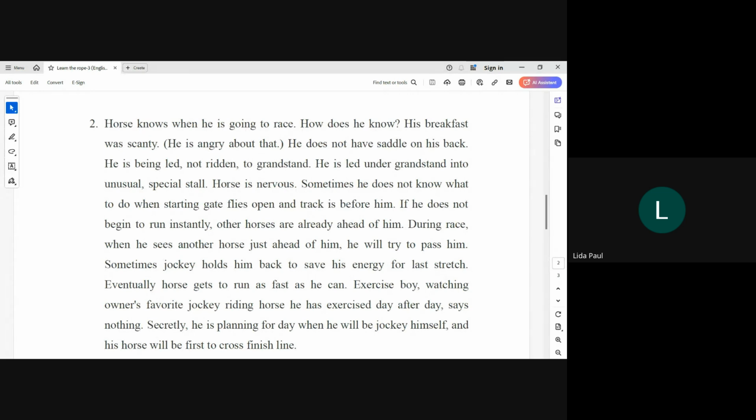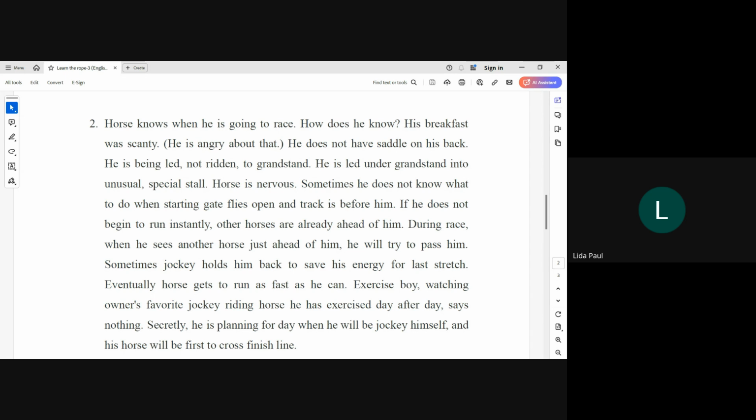Look at the following sentence. "He is led under grandstand into unusual special stop." Under the grandstand. The reason here is that we are talking about a specific place, hence the usage of "the". Otherwise, if it was something else, you would have to resort to the same technique we used before, which is using "a". Because it is specific, we are going to use "the".